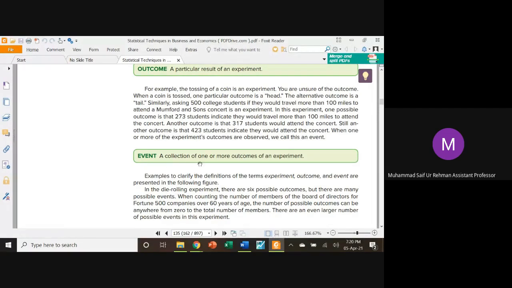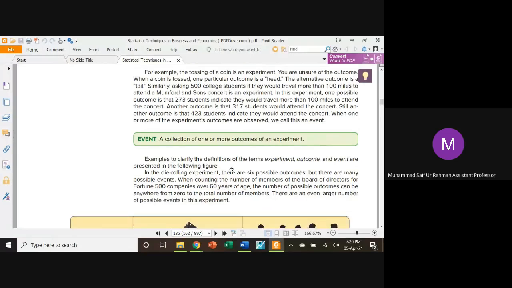Event: a collection of one or more outcomes of an experiment. If you simply consider the outcome in case of a coin, there may be tail, there may be head. This is an outcome. But if you are interested in knowing what is an event, it is a collection of one or more outcomes of an experiment. So even one outcome is called an event, and more are also called events. For example, if you are interested in rolling a dice, the question may be how many events will be there whose sum will be more than four.